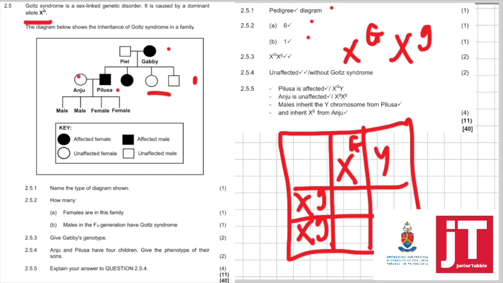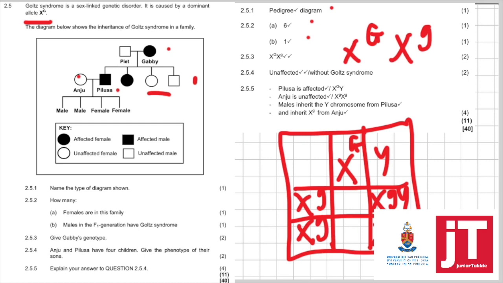Remember, this condition is dominant. So they want to know the phenotype of their sons. So X small g Y, X small g Y is their sons. So both their sons are obviously normal because small g is normal.